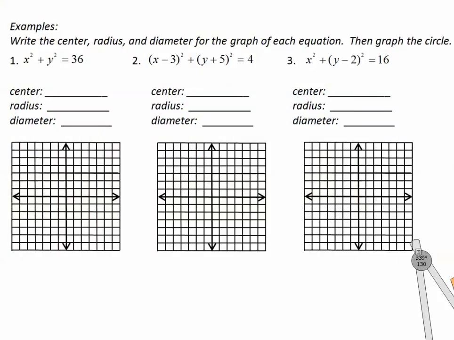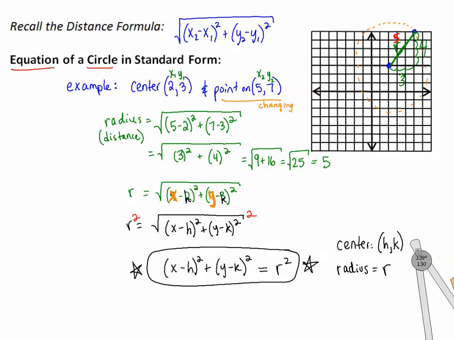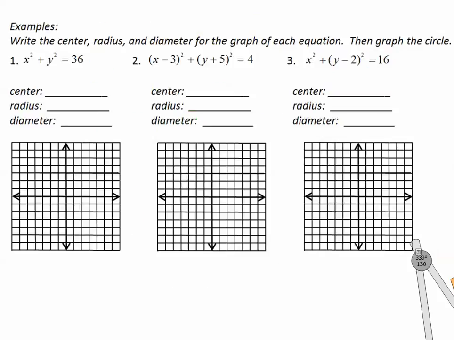So let's apply what we know now about using the equation of a circle. Write the center, radius, and diameter for the graph of each equation, then graph the circle. So notice back up at the equation of the circle, the thing subtracted from x and from y makes the center. So in this first example, what do you see subtracted from x and y? Nothing. That's right. What number means nothing? 0. So the center is at 0, 0.